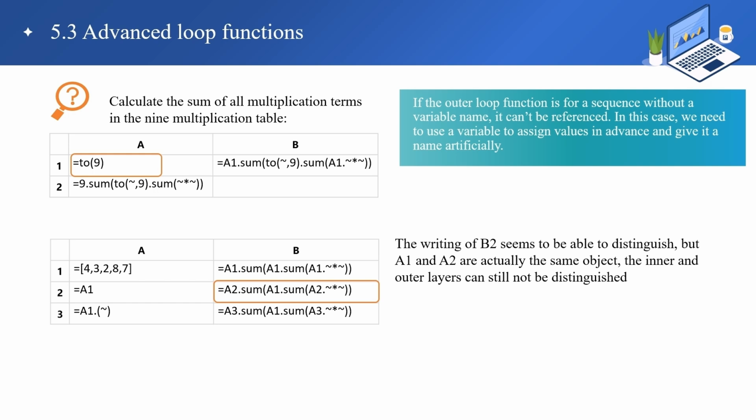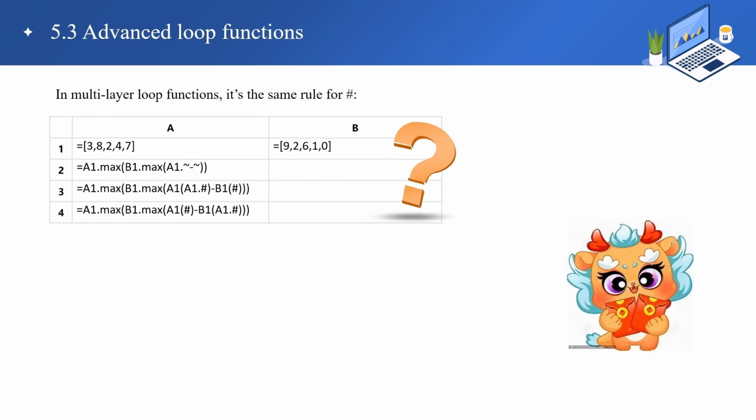In the calculation of loop function, tilde is recorded in this sequence, and the inner and outer layers can still not be distinguished by only using different variable names. To write like B3, copy A1 to a new sequence, tilde of A3 and tilde of A1 will be different, and the correct result can be executed. It's the same rule for hash, and you can try to understand what these examples are calculating.